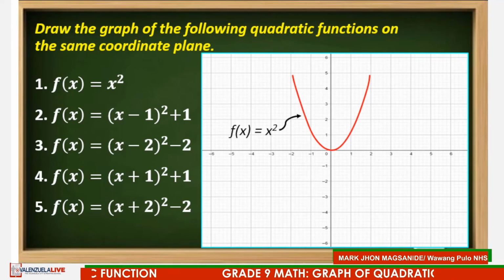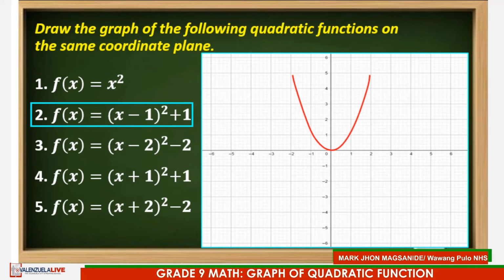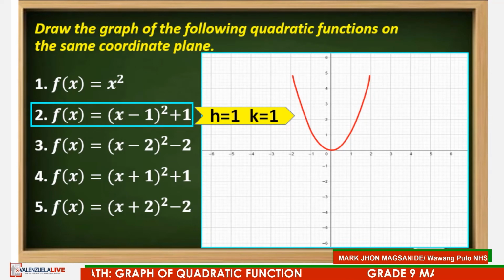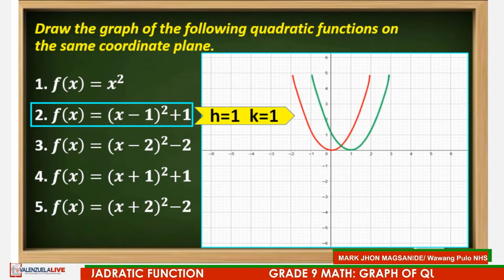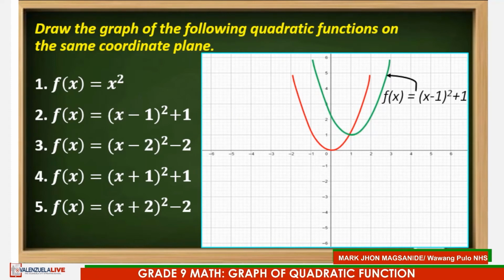For f(x) equals (x - 1) squared plus 1, h is equal to 1, and k is equal to 1. From the graph of f(x) equals x squared, the red parabola, move 1 unit horizontally to the right and 1 unit vertically upward. Why to the right and upward? Because h is positive 1 and k is positive 1.